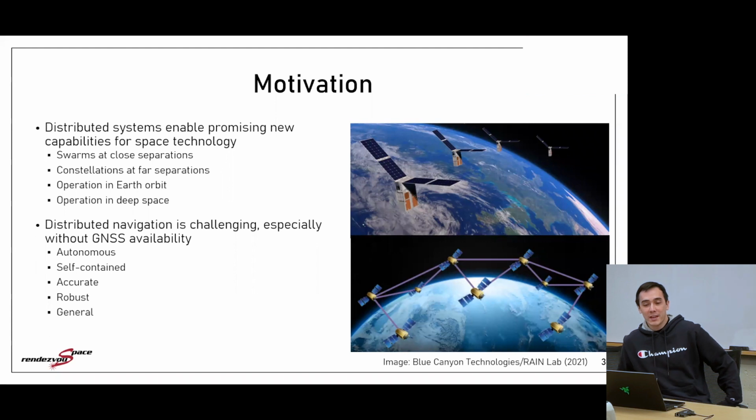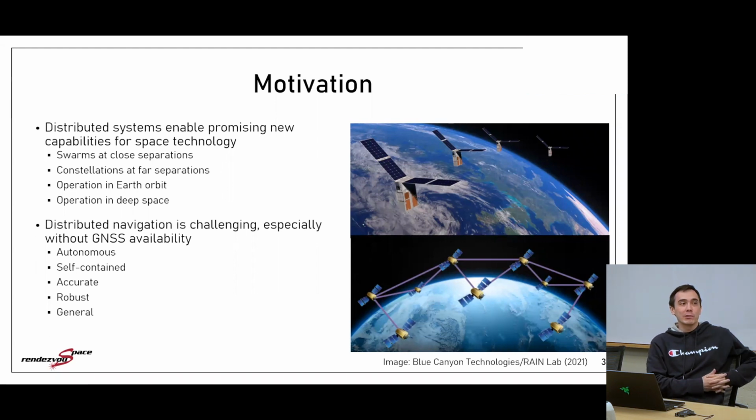So in terms of motivation, distributed systems enable lots of promising new capabilities for space technology, including swarms at close separations, constellations at far separations, whether they're operating in Earth orbit or in deep space. But the issue with all of these varying regimes, and the fact we're trying to localize multiple spacecraft in both an absolute and relative sense, is that distributed navigation is actually very challenging, especially if we don't have GNSS available.